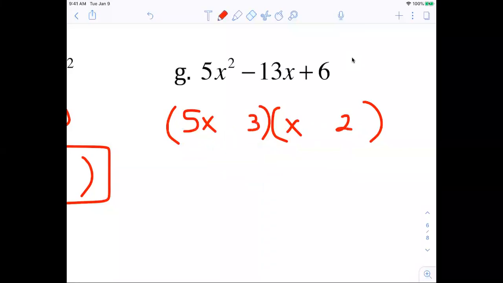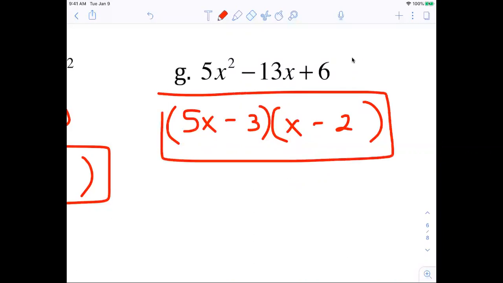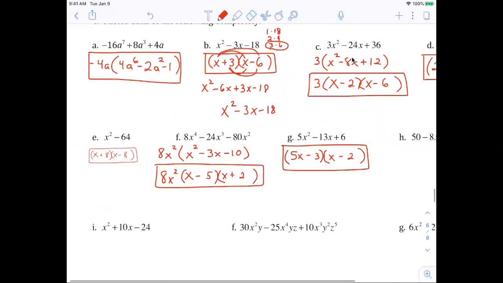But if we were to make 3 and 2 and both be negative, now I do have positive 6 on the end, and I have negative 10 and negative 3, which is negative 13x. So therefore, this is the correct completely factored form.